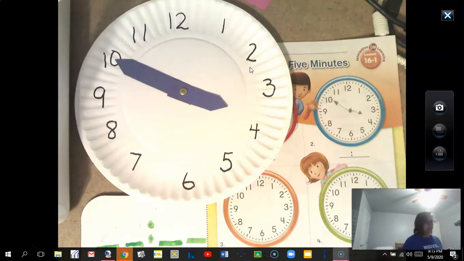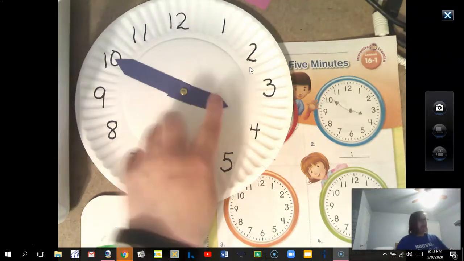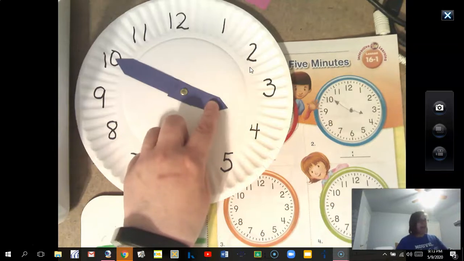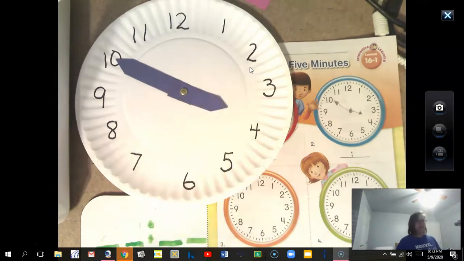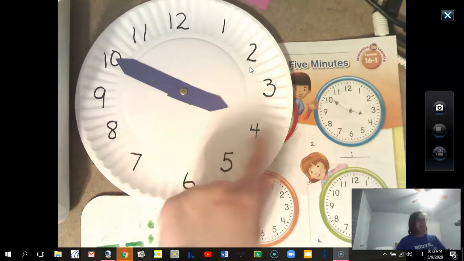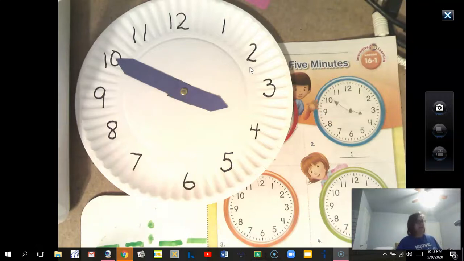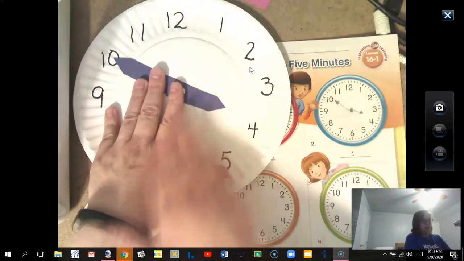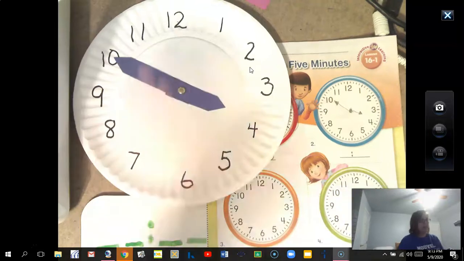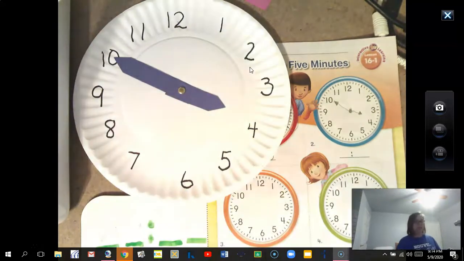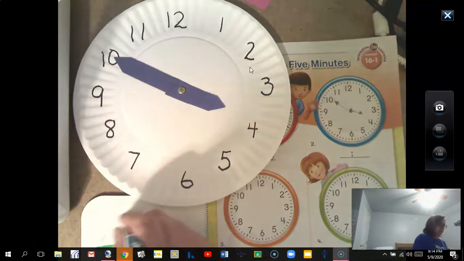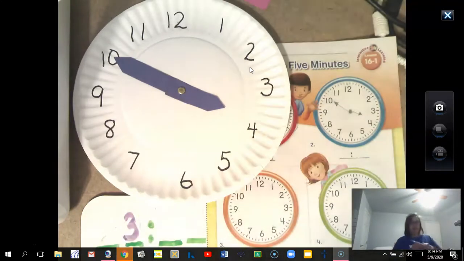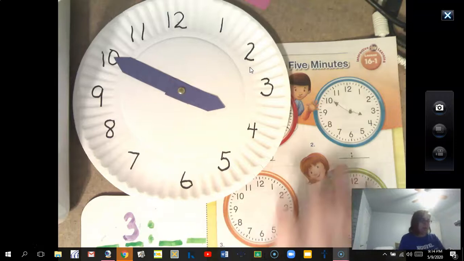Okay, is everybody done? All right, so now let's take a look at the hour hand. It is between the 3 and the 4. So has it reached the 4 yet? No, it's pretty close to that 4, but it hasn't reached it yet. So it is 3. So over here, I'm going to put 3.